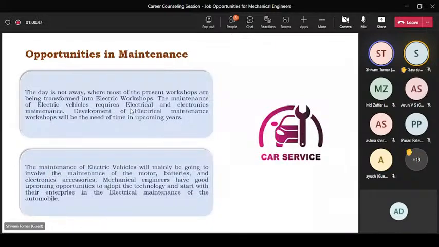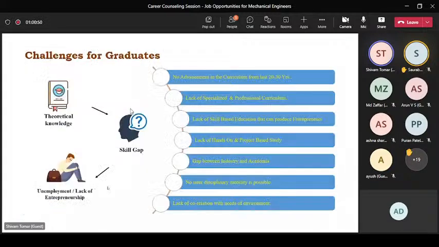Okay, now if we talk about the challenges for the graduates, so whatever you are learning in your college has a huge gap from what is required in the industry. Okay, so what are the challenges? There has been no advance in the curriculum for the last 20 to 30 years. If we particularly talk about mechanical engineers, you are still doing the design using drafting, right? If I'm not wrong, you are still doing the drafting on chart papers.